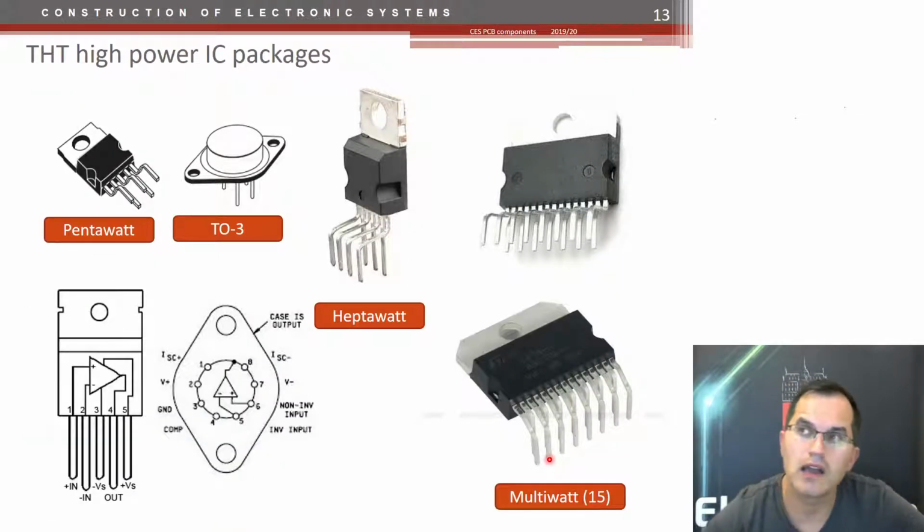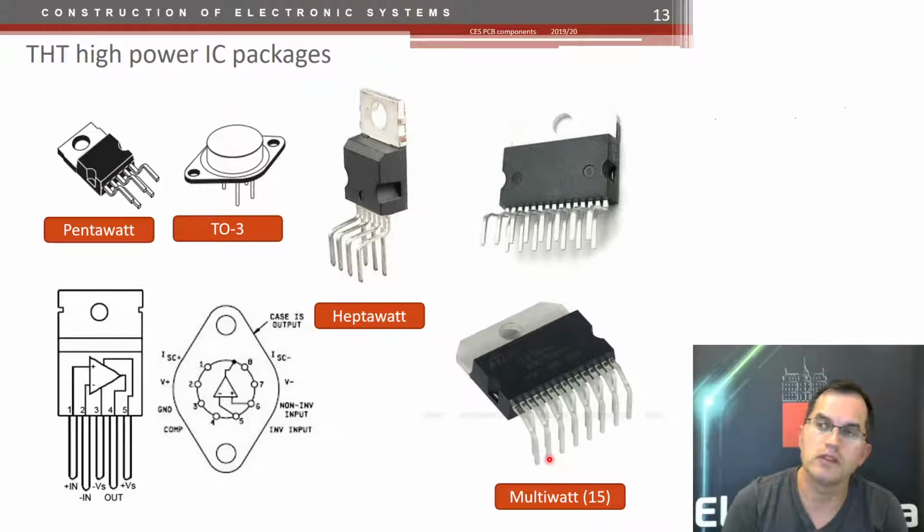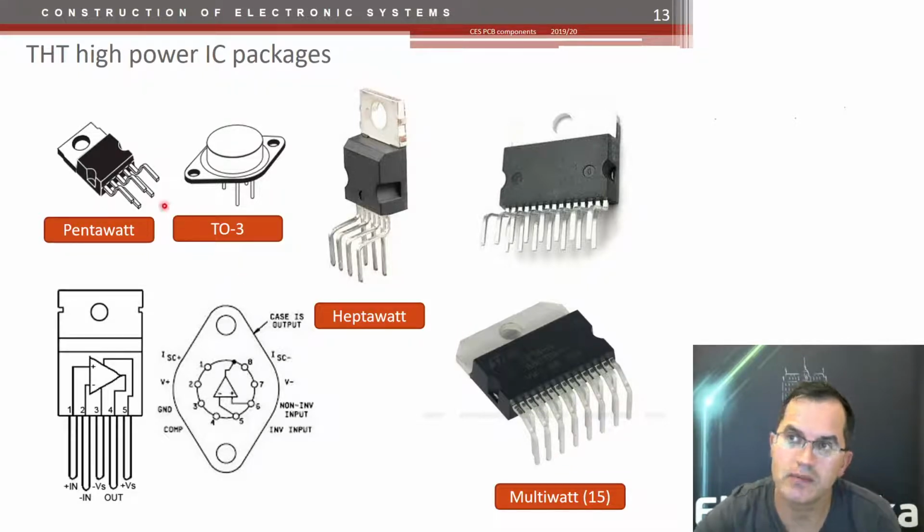The high power IC packages can also be found in through-hole housings, where their name resembles the number of pins: pentawatt, heptawatt, and with more than 10 you would find multiwatt. What you usually find in them are power amplifiers, motor drivers, or stuff like that.